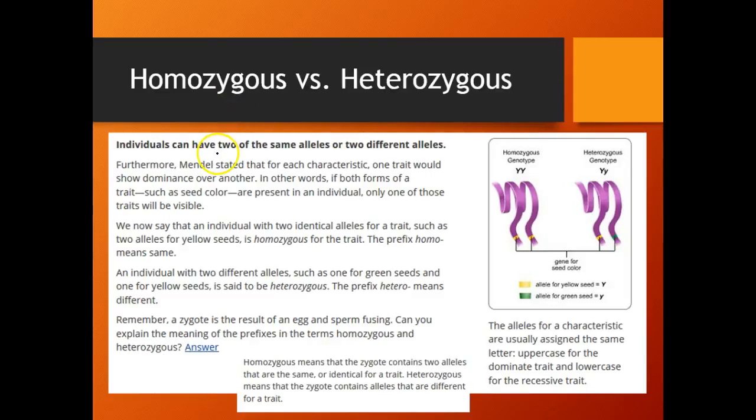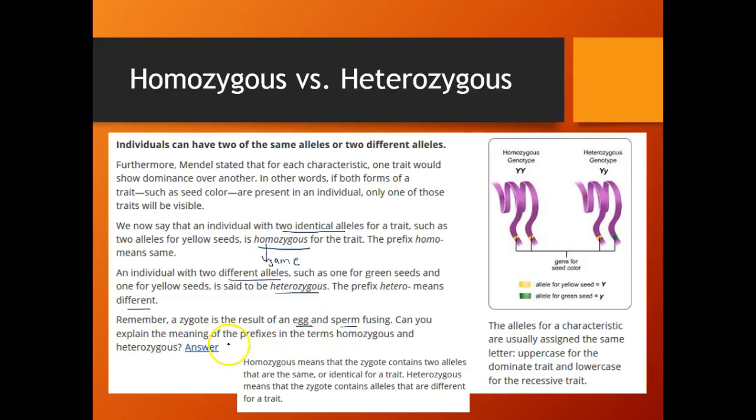Okay, so we know that each individual has 2 alleles for each gene. You get one from your mom and one from your dad. If you were to have the same identical alleles for a trait, you get the same allele from your mom and your dad, then this is called homozygous. Homo meaning the same. Okay, an individual with two different alleles, so maybe you get one trait from your mom and a different trait from your dad, is known as heterozygous for a certain trait, and hetero means different. So remember, a zygote is the result of an egg and a sperm fusing.